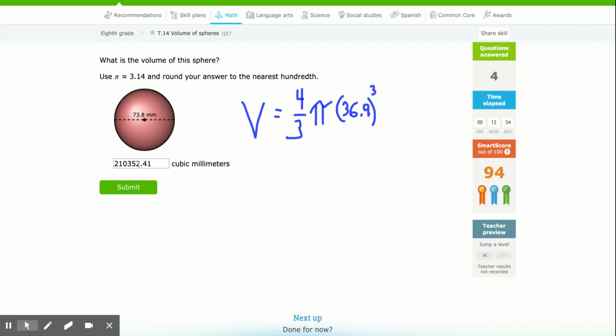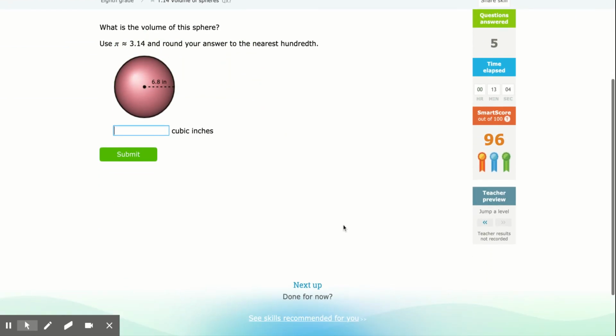You'll accidentally square it because we're technically used to squaring, but it's cubed. And then you can get very large numbers. 36.9 cubed, it's a very big number: 210,352.41. So just be very careful that you use the radius and you cube it, times it by pi, and then times it by 4/3. If you have any questions, please do bring them to class.